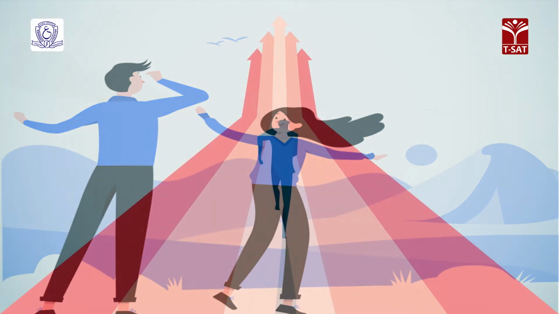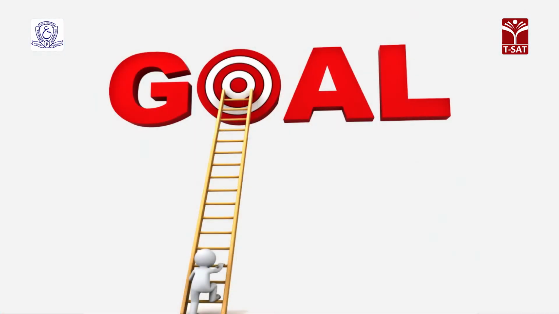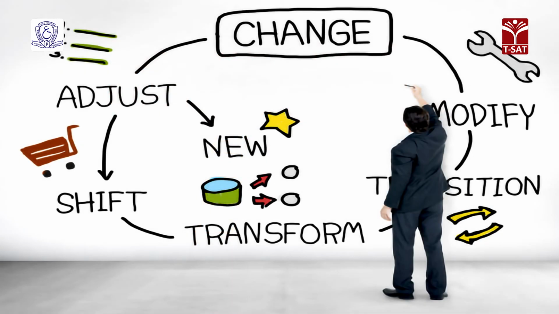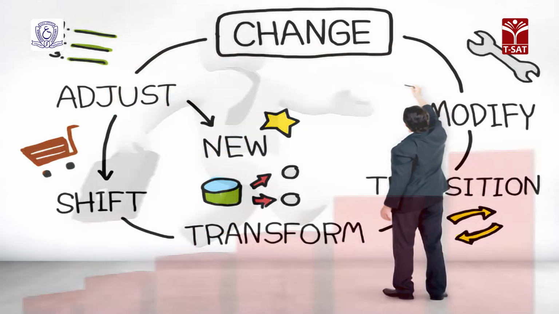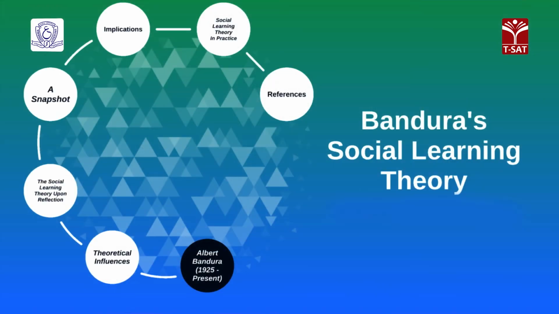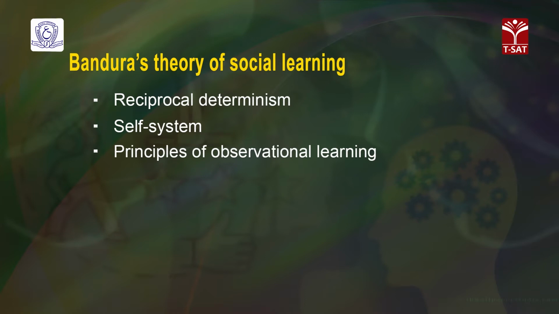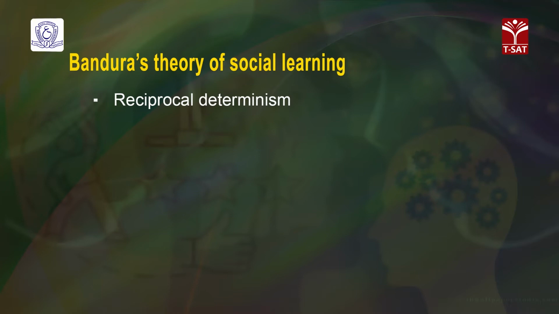learn. Self-efficacy is a fundamental belief in one's ability to achieve a goal. If a person believes that he or she can learn new behaviors, that would make the person much more successful in doing so. So, Bandura's theory of social learning can be explained under the following three headings. 1. Reciprocal determinism. 2. Self system. 3. Principles of observational learning. Now, let us observe reciprocal determinism.